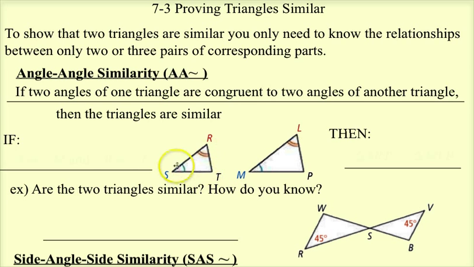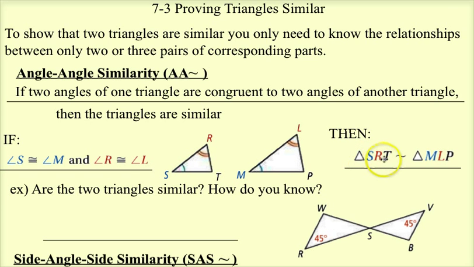Actually, remember, all three angles will be congruent. Angle T will have to be congruent to angle P because of that third angle theorem. But all we need to have is 2 because the third one automatically is congruent. So if angle S is congruent to angle M, that's one angle. And if angle R is congruent to angle L, then the triangles are similar.